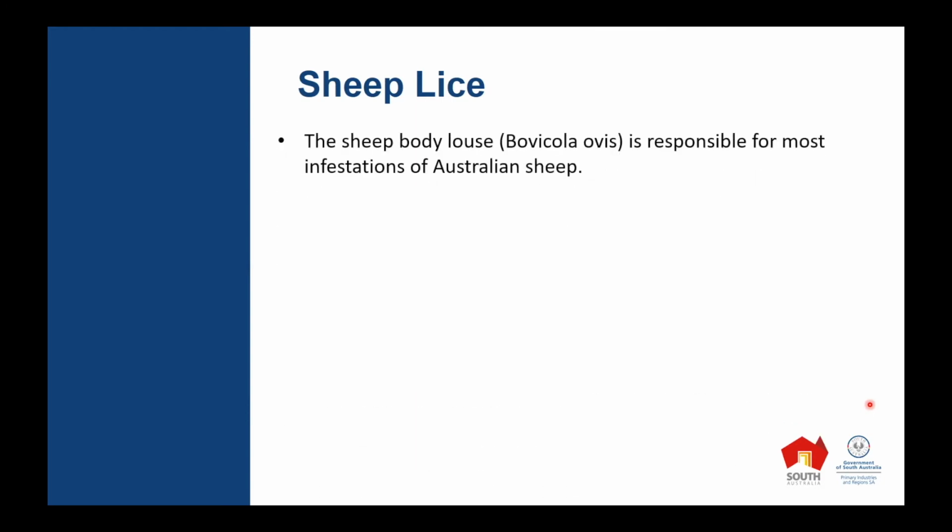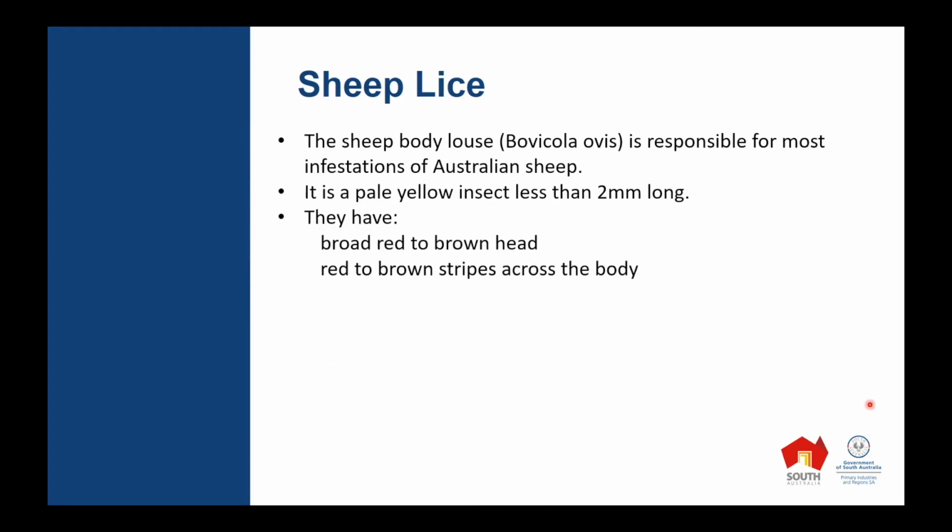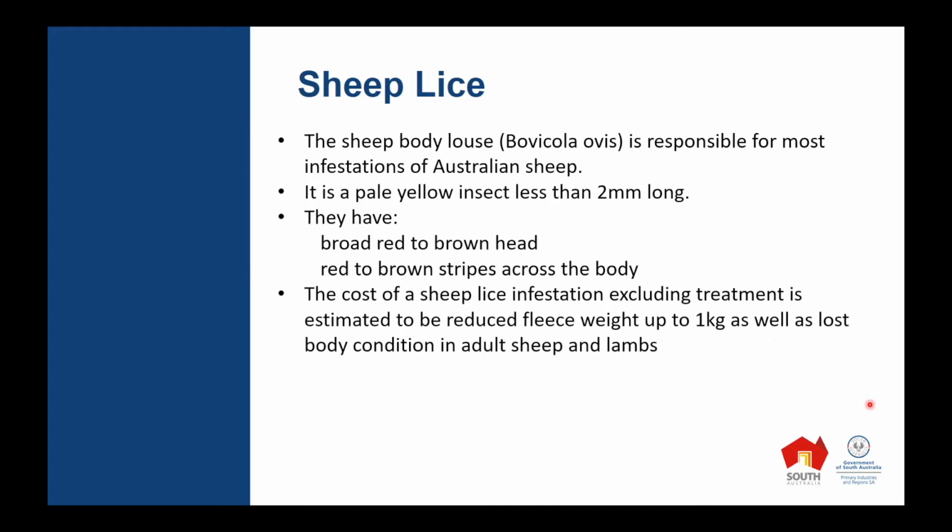Just a quick bit of revision on sheep lice. Bovicola ovis is responsible for the majority of lice infestations in Australian sheep. It's a pale yellow insect, only 2 mil long. They have a broad red to brown head and red to brown stripes across the body of the adults. It's estimated that a sheep lice infestation, excluding the treatment, reduces fleece weight by up to 1 kilo, as well as causing lost body condition from animals rubbing on fences and not grazing.